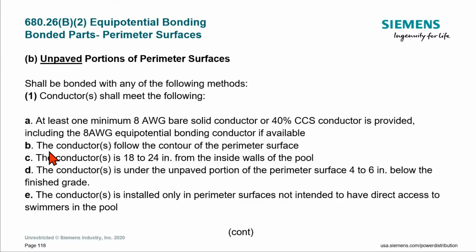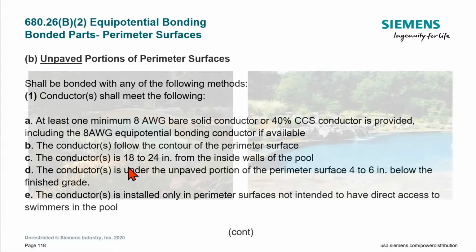B, it says the conductors follow the contour of the perimeter surface. No difference from where it used to be. Yep. Next one, the conductor is 18 to 24 inches from the inside wall of the pool. So as you go away from the pool, no less than 18, no more than 24 inches around the perimeter of the pool. Had that language before. That's not new.